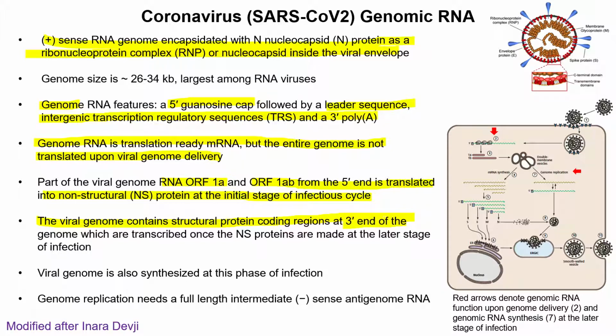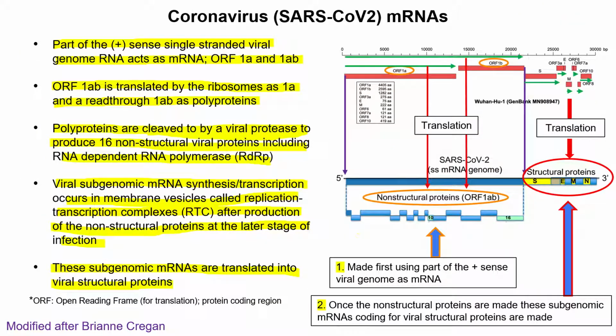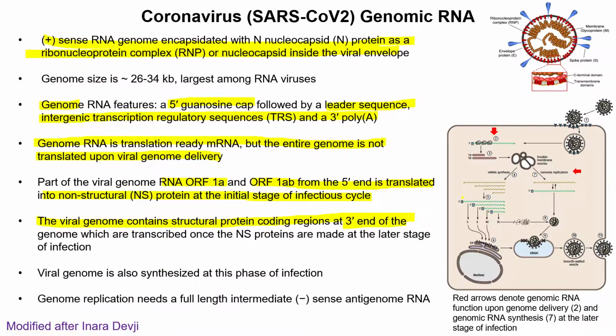This is important information. Remember that, we saw that in the previous slide. See that the non-structural proteins are on the 5' end, and this is your 3' end. The non-structural proteins are towards the 5' end, whereas the structural proteins are towards the 3' end. So that's what it is, and these are transcribed after the non-structural proteins are made.